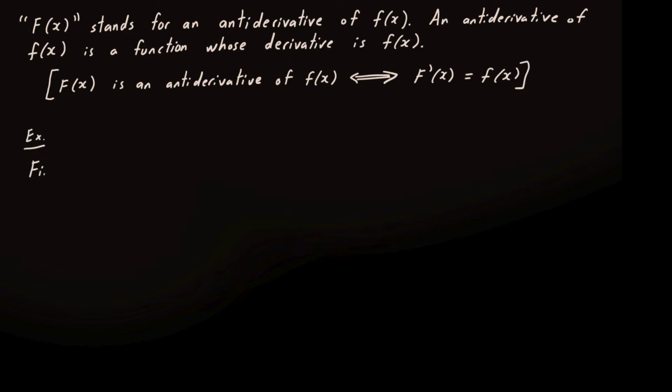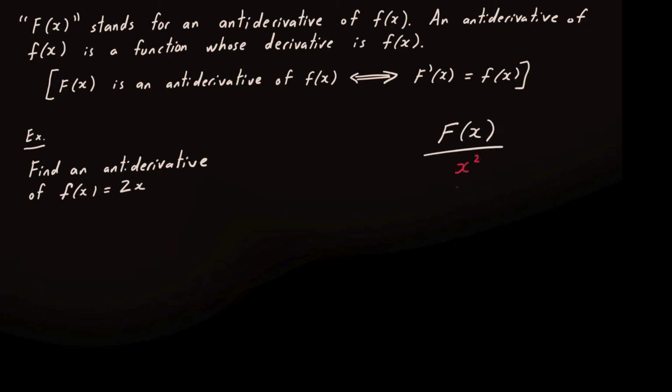So let's look at an example. Let's ask the inverted question for this guy. Find an antiderivative of lowercase f. Say it's something simple. Let's say it equals 2x. Now let's ask the inverted question. The derivative of what function gives us 2x? Well, x squared certainly fits the bill. The derivative of x squared is certainly 2x, but crucially, it is not the only function that fits the bill.